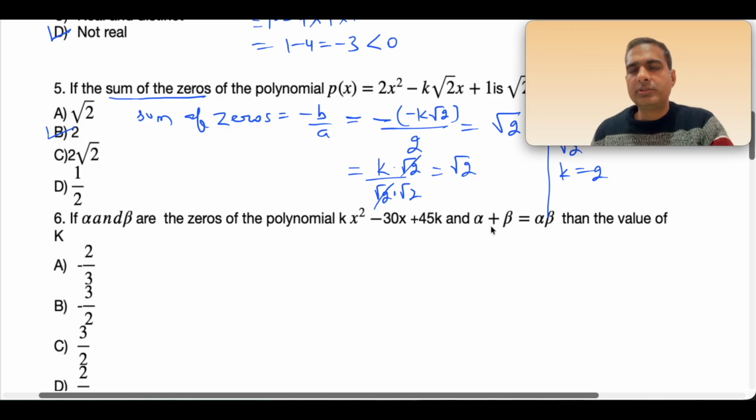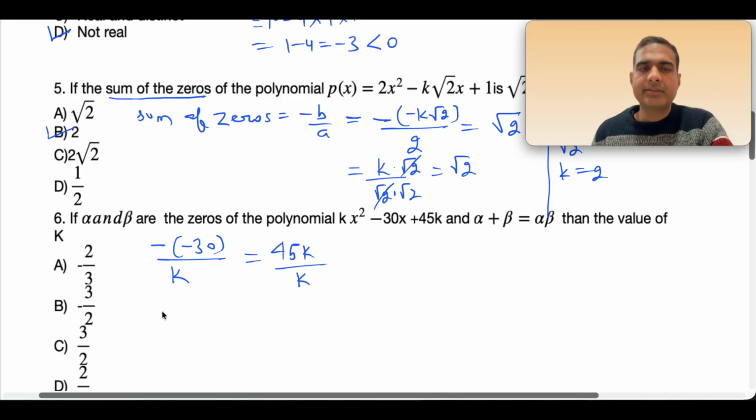So the sum of the zeros or roots is given by minus b by a, as we saw in the previous question, and b was the coefficient of x. So minus b by a, it means minus of minus 30, divided by k, the coefficient of x square. So this is alpha plus beta, and alpha beta is the product of the roots, and the product of the roots is given by c by a, where c is the constant term, that is 45k, divided by a, the coefficient of x square, that is k. So from here k cancelled out.